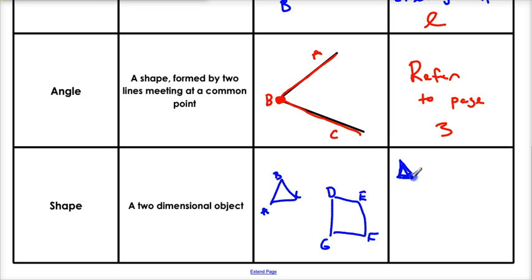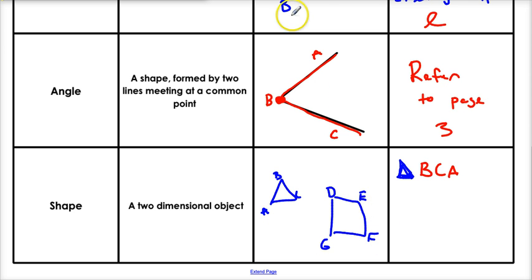And then what you do is you go clockwise around naming it. It doesn't matter which point you start at, it never matters which point you start at, but you have to go clockwise in order. So let's start at point, let's say, B. You have to go in order: B, C, A.